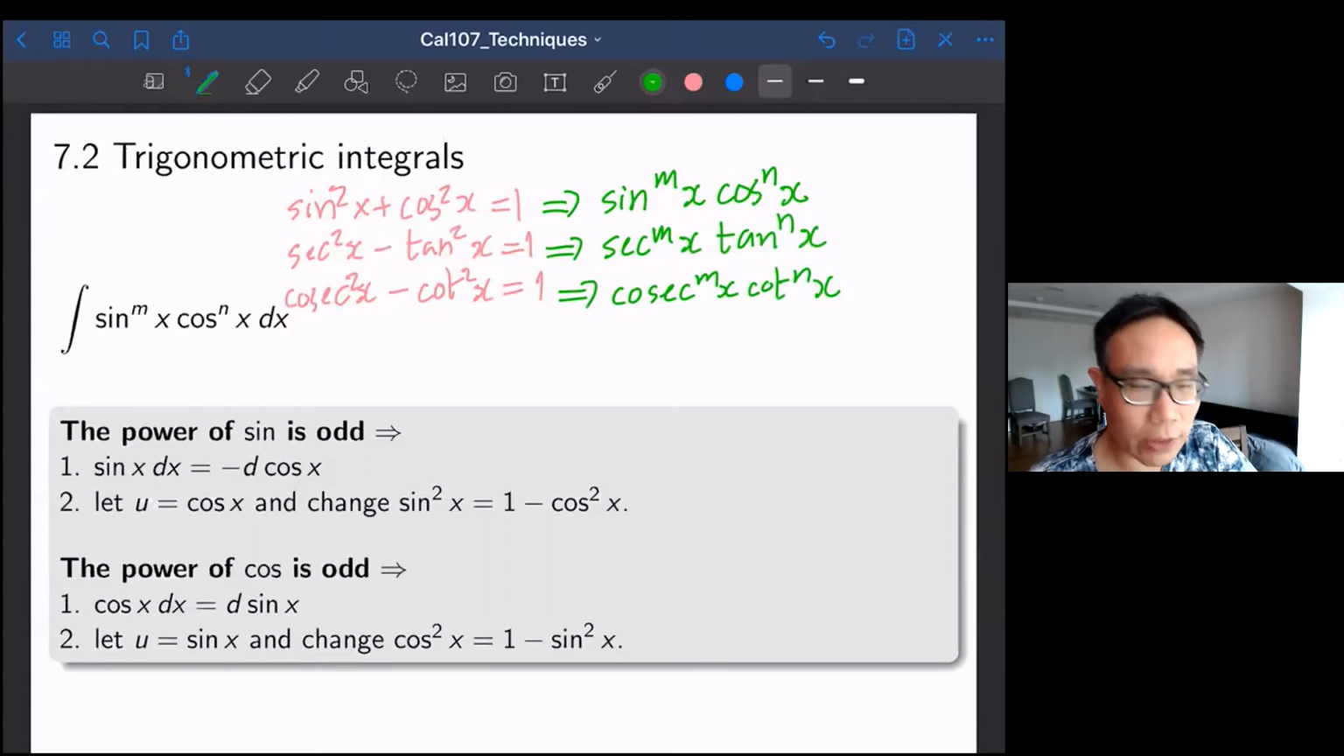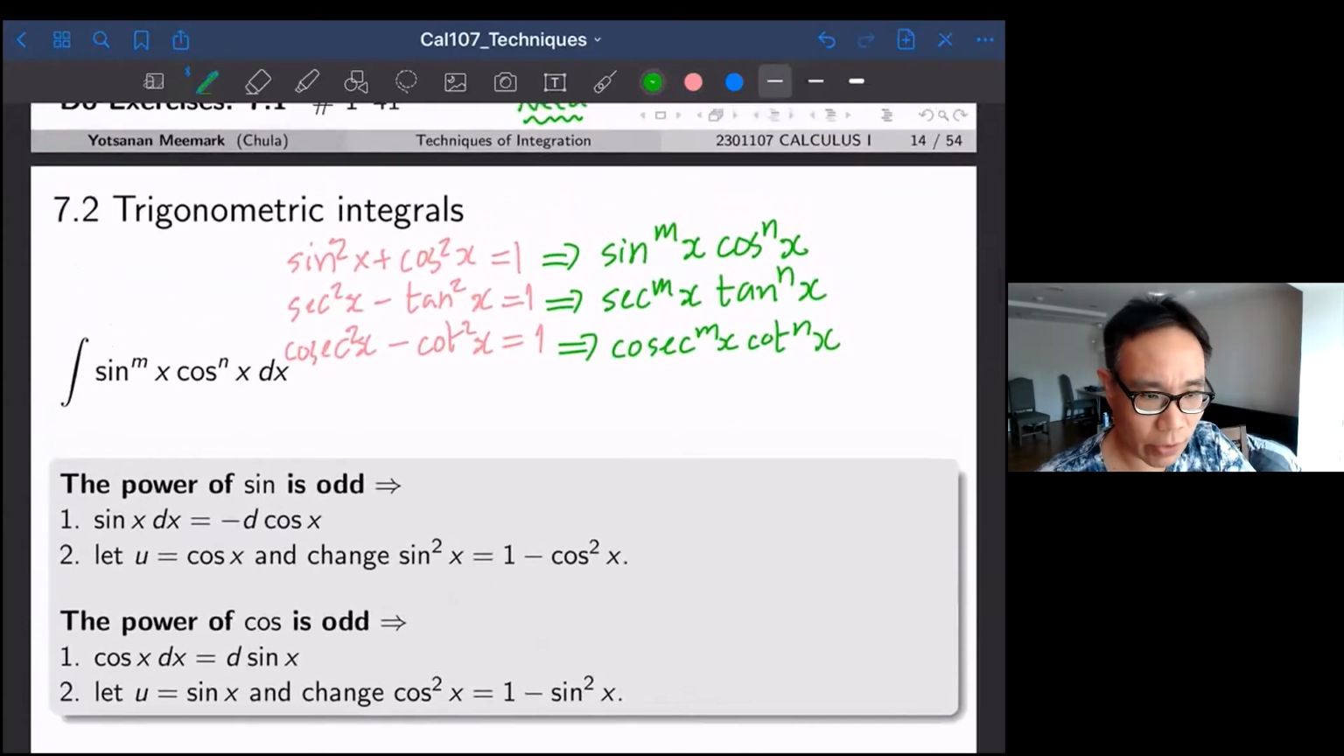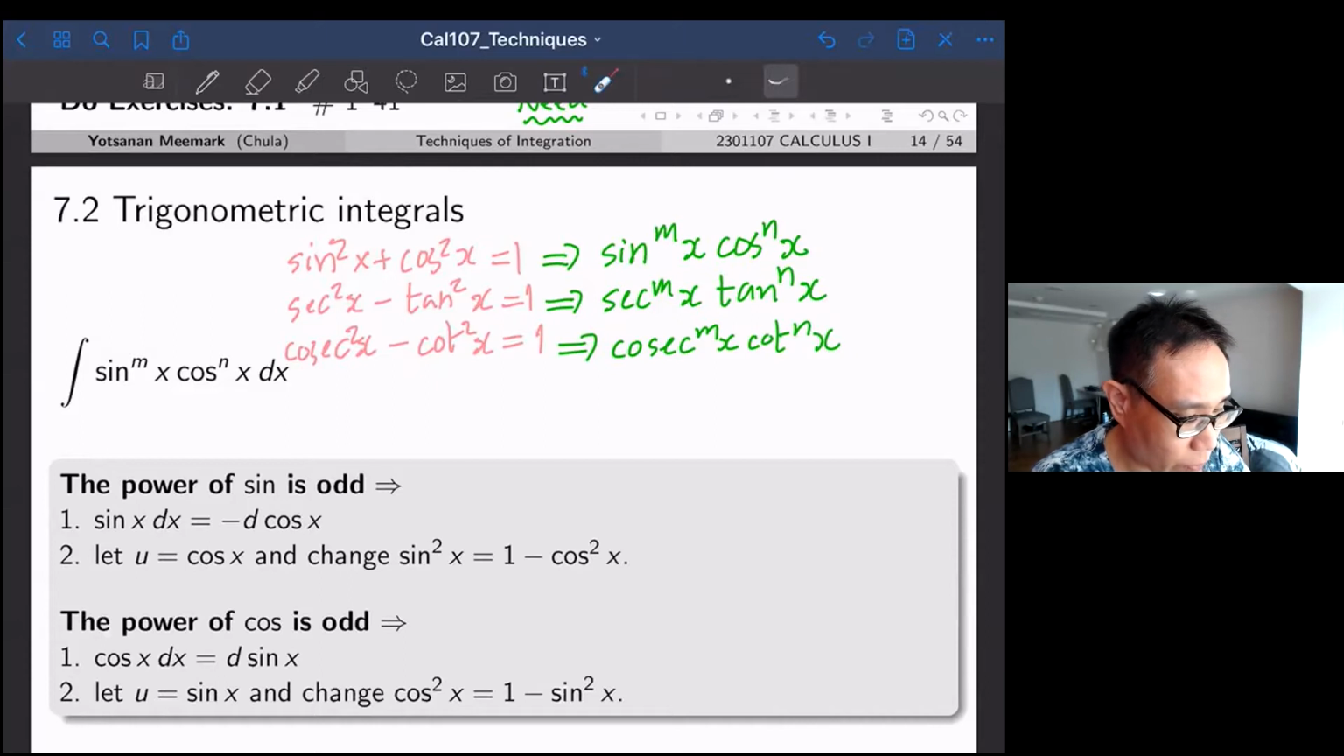So let's begin with the first one. The first one is when you'd like to integrate sine to the mx, cos to the nx dx. You're going to have two cases. If the power of sine or the cosine is odd, we'll be able to integrate this quite easily. So if the power of sine is odd, you're going to let u be cos x. If the power of cos is odd, you're going to let u be sine x. That is going to be the key thing.